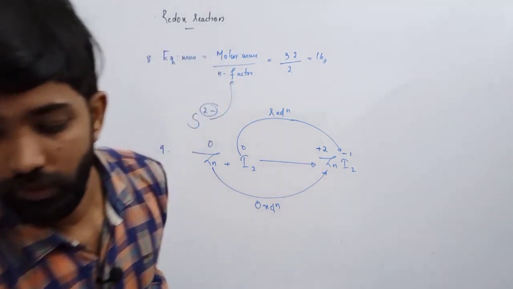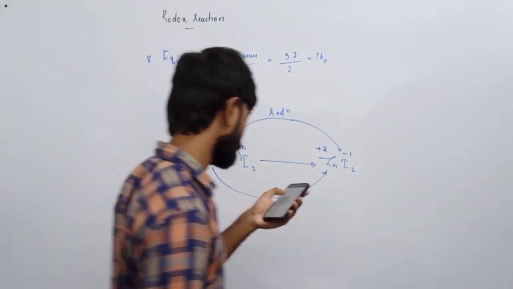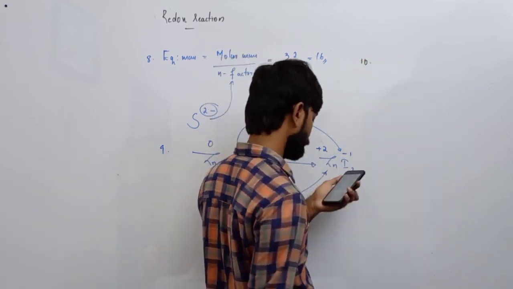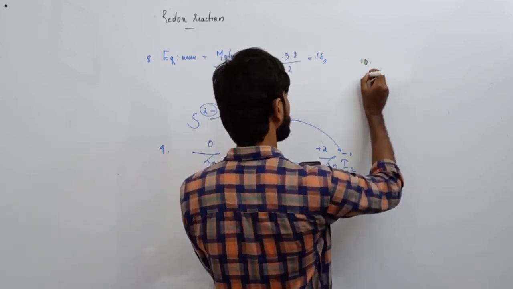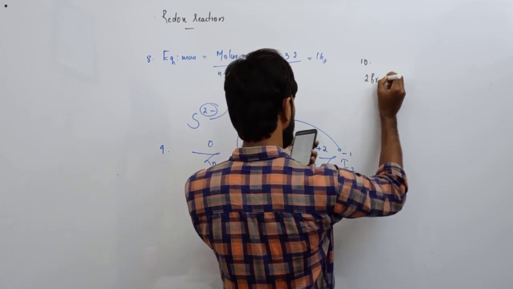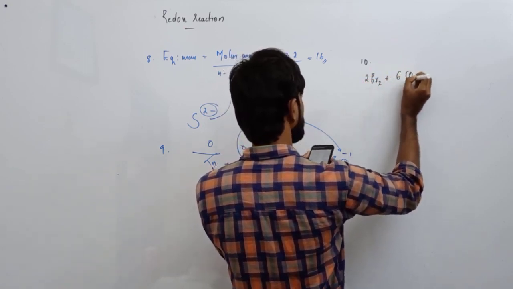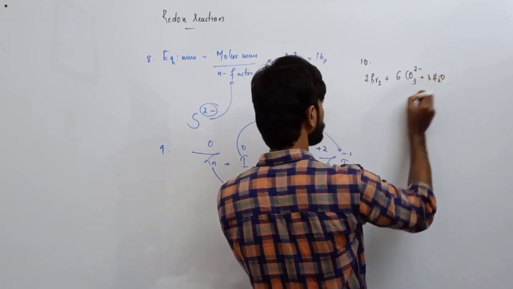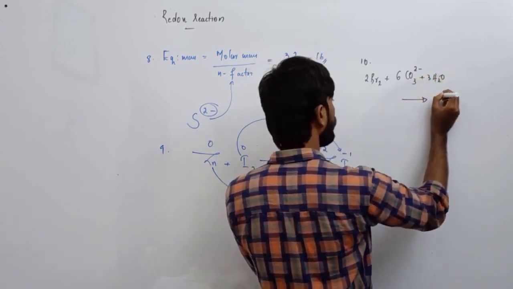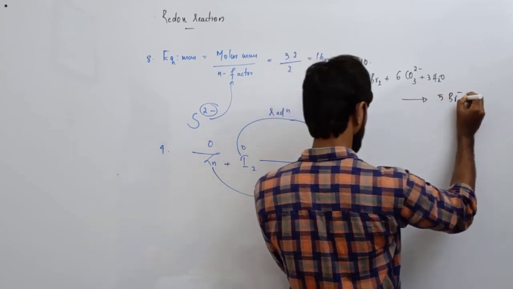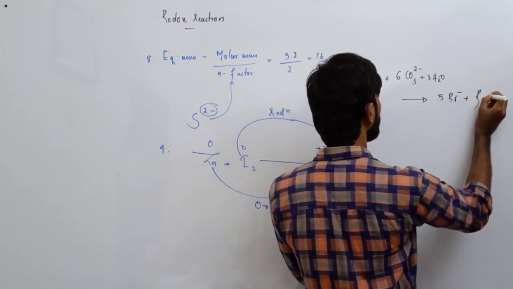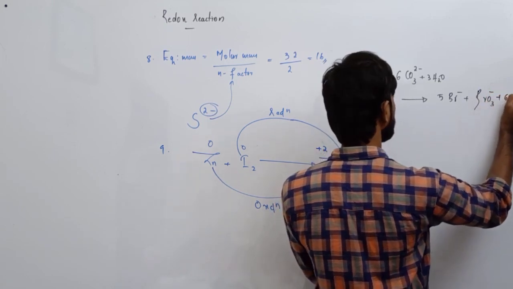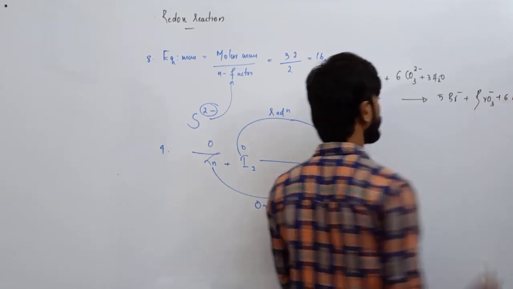The next question, listen. That's a reaction. Question number 10. In the following equation, the equation is 2Br2 + 6CO3^2- + 3H2O gives 5Br- + BrO3- + 6HCO3-. Fine.